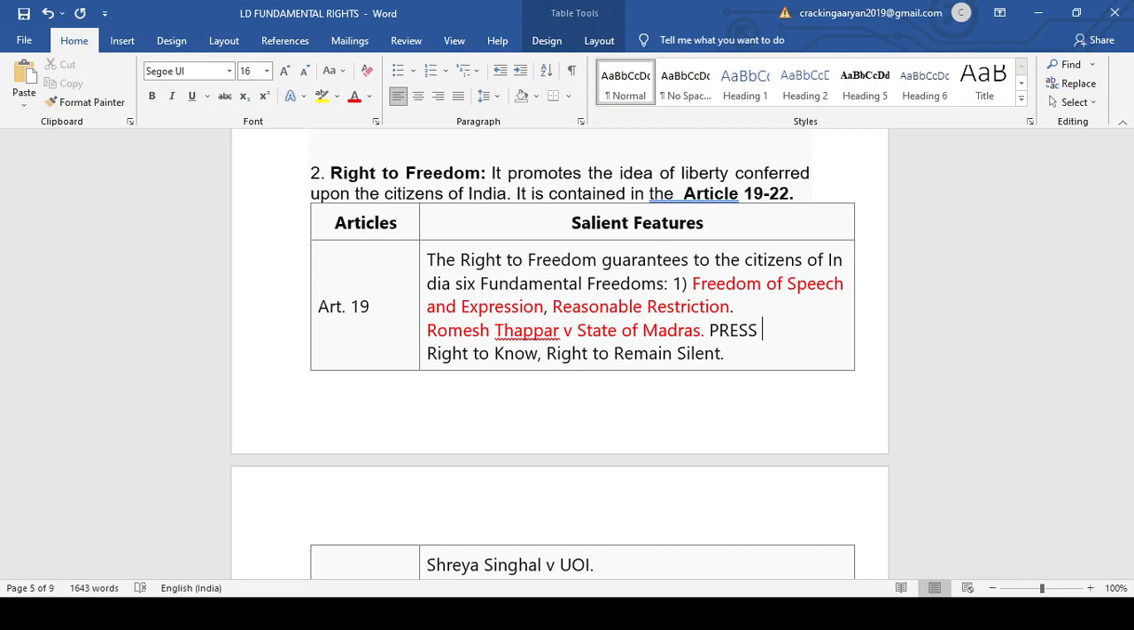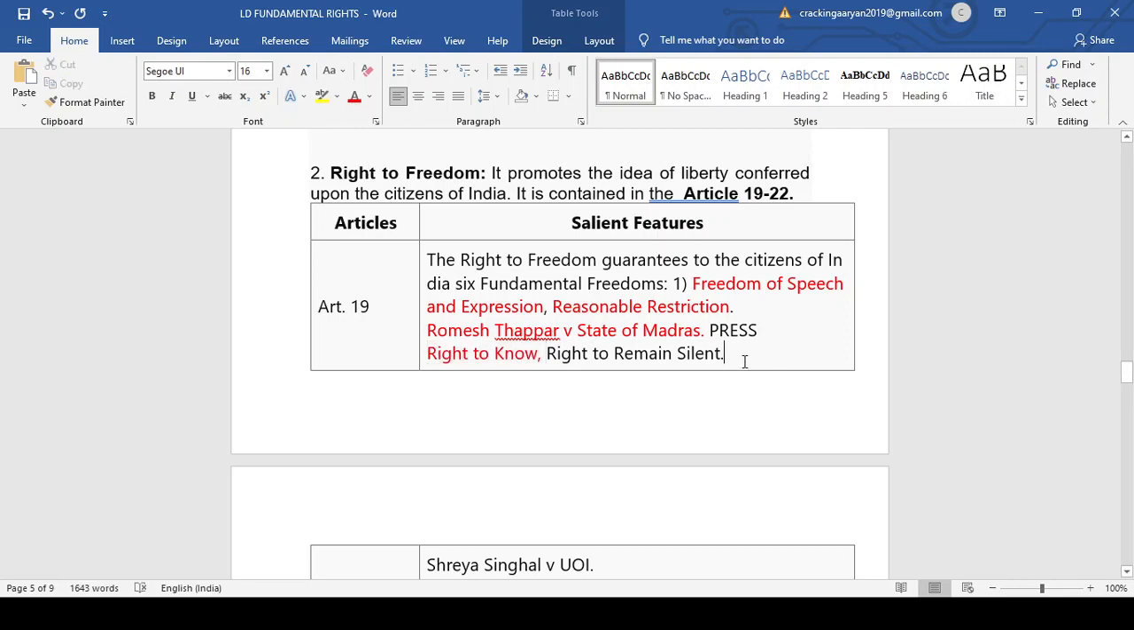Then we discuss Romesh Thappar versus State of Madras, in which the Indian press was included under the freedom of speech and expression. Then we come to the right to know. Right to know also comes under the freedom of speech and expression. That is the RTI. You must know the RTI Act 2005, in which from any public authority you can demand any answer.